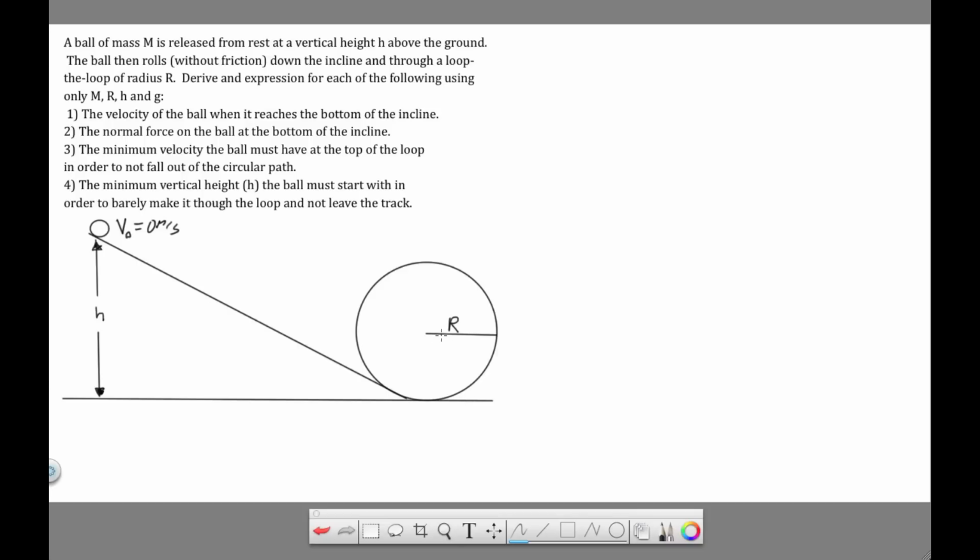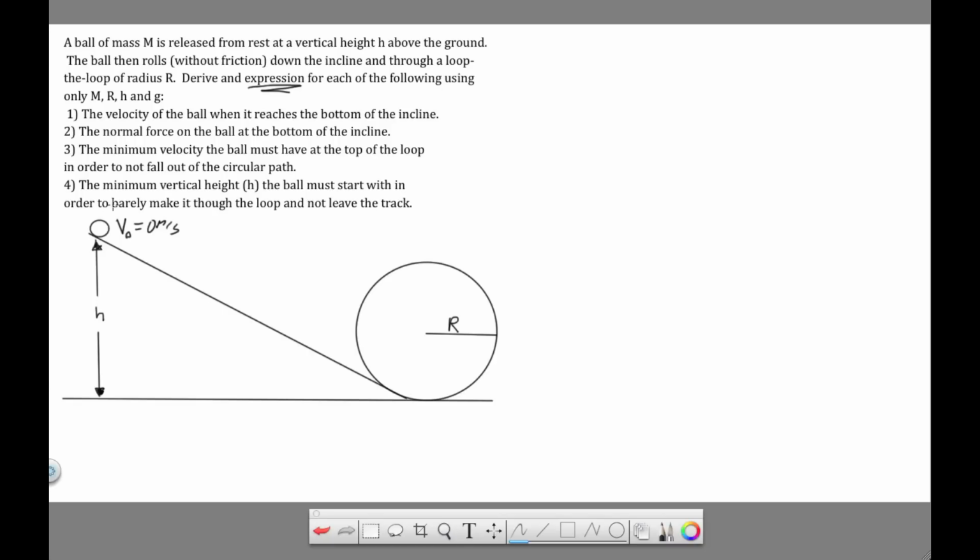Now this problem is all in terms of variables, so you'll notice in the question up here it says derive an expression. An expression means the answer will not be numeric. It's going to be in terms of these variables: m for mass, r is the radius of the loop, h is the starting vertical height of the ball, and g is gravity. All right, so the first question is really not a circular motion question.